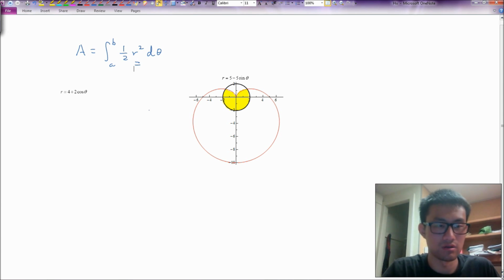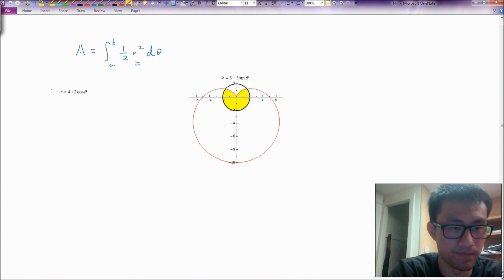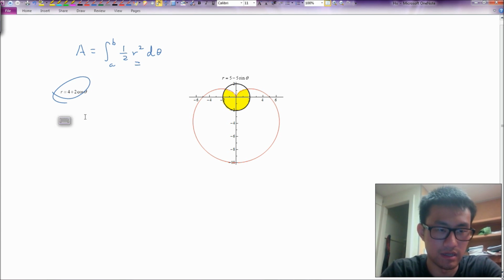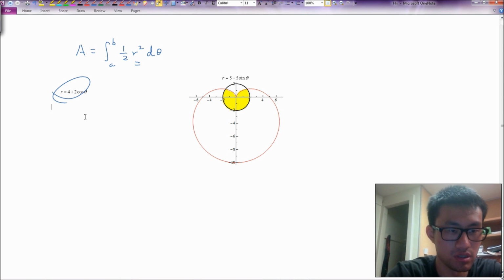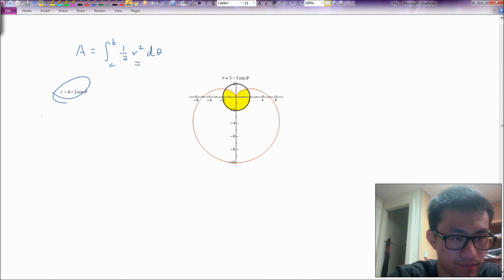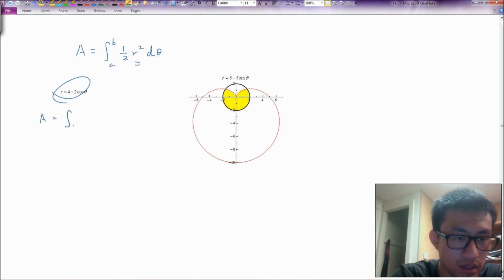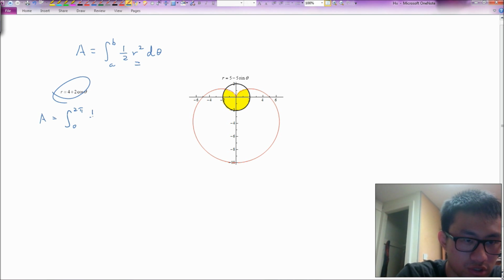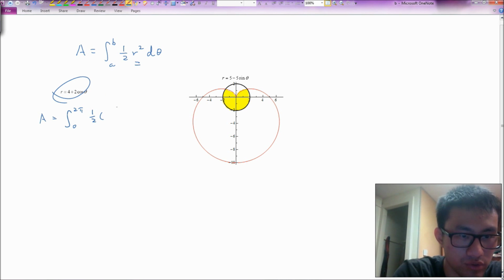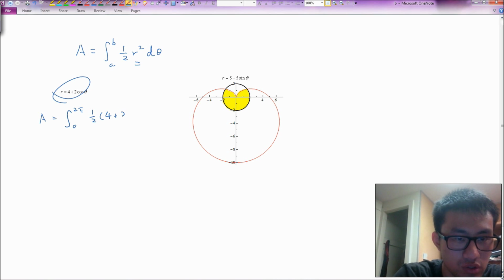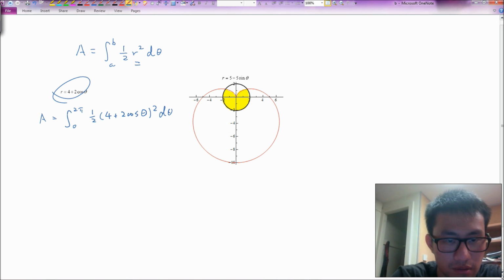Now, let's do the first one here. We're trying to find the area of this function. All we need to do is put in the equation. Area equals, and because it's the whole function, every polar function starts from 0 and goes to 2 pi. Then we put in the equation: 1/2 times r, which is 4 plus 2 cosine theta, squared, d theta.